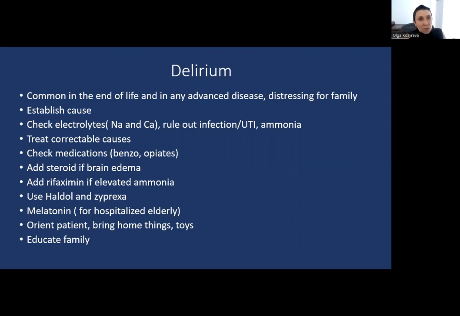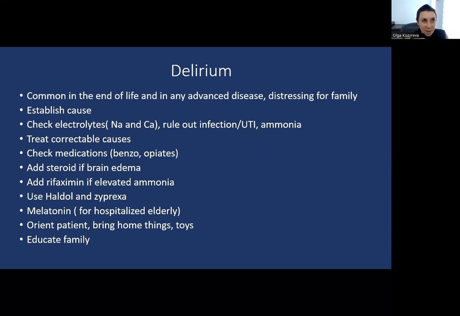So if the patient is not actively dying, with reasonable life expectancy, we can check the electrolytes, two main, sodium and calcium, rule out infection, frequently urinary tract infection, check ammonia in a patient who has chronic liver disease or significant liver metastasis, and treat correctable causes. Check medication. Benzos and opiates can cause delirium, can cause hallucinations. Some patients have a paradoxical reaction to it. So we can add steroids if patients have brain edema, brain metastasis. Potentially, if the patient has elevated ammonia, rifaximin can be added, a medication that decreases ammonia without giving the patient diarrhea.